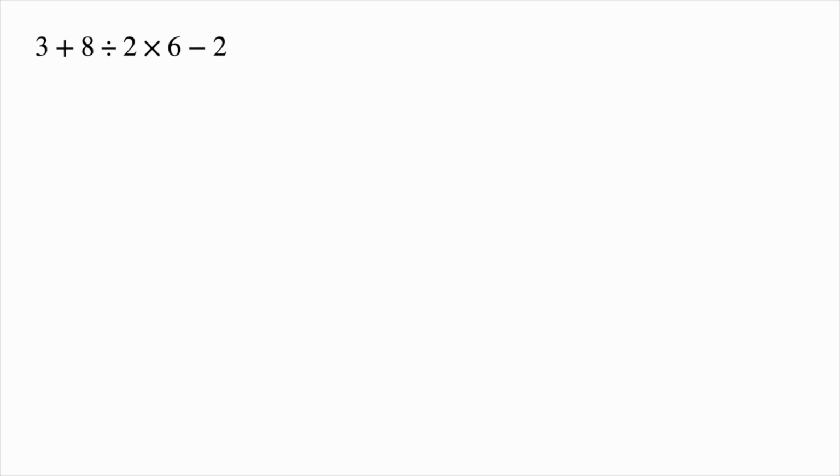Using PEMDAS, we go back to the equation and begin with the division, 8 divided by 2, which is 4. Now we go on to multiply, 4 times 6, which is 24. The problem is getting better. Now we add 3 and 24 to get 27, and finally we do 27 minus 2 to get the answer of 25. So we got the answer of 25.